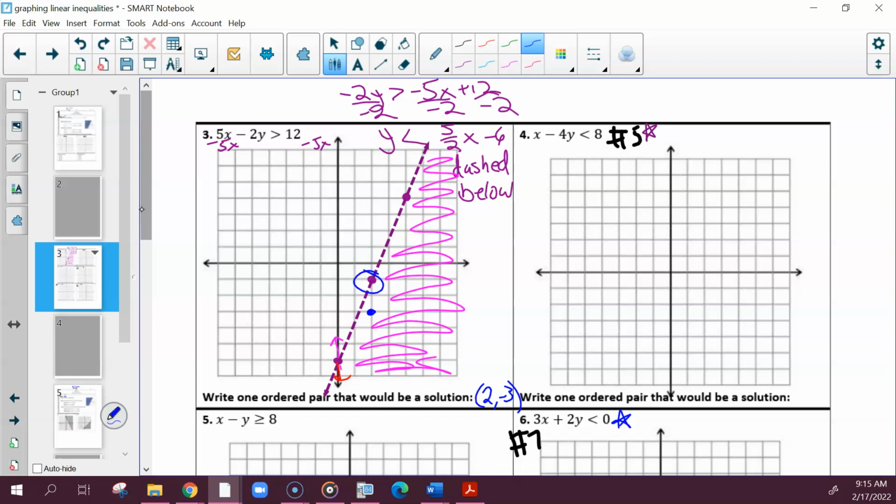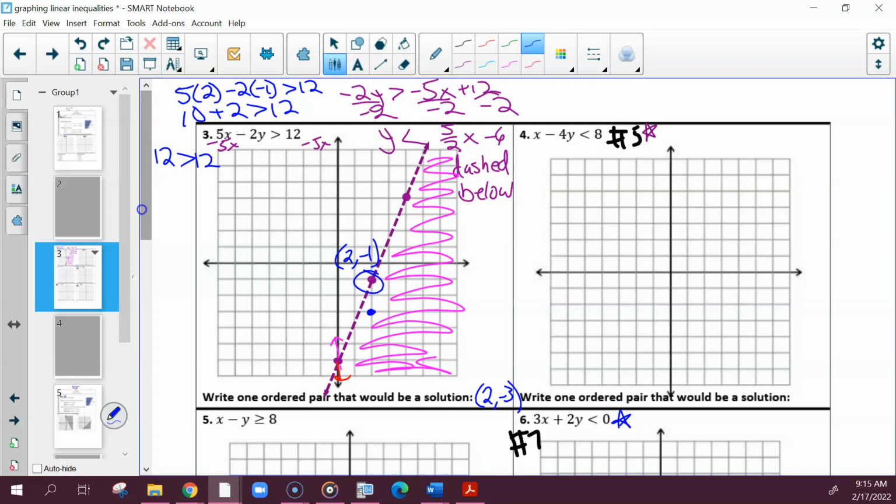So let's say I put it in here. 2, -1. So 5 times 2 minus 2 times -1 is greater than 12. So 10 plus 2 is greater than 12. Is 12 greater than 12?